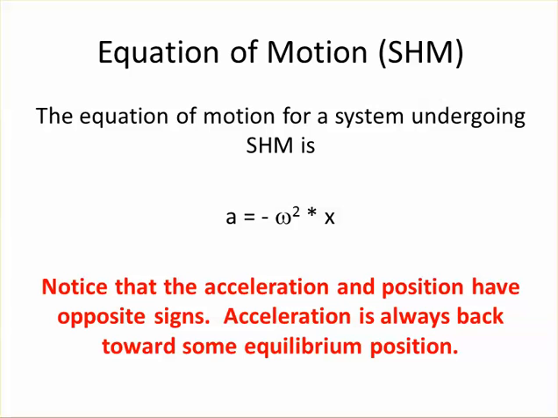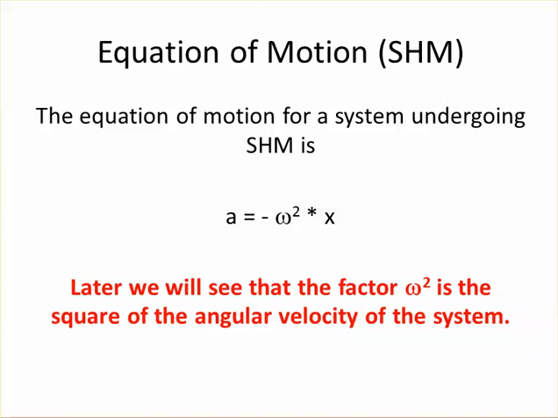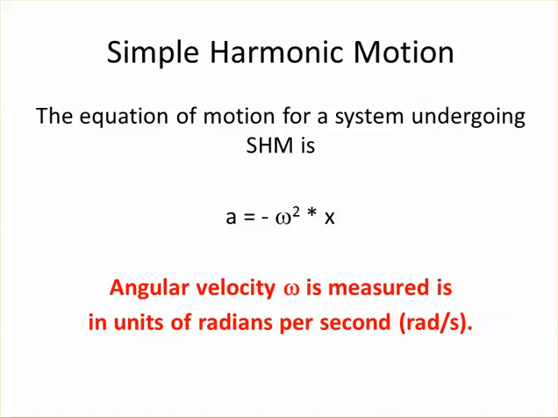Notice that the acceleration and position have opposite signs. Acceleration is always back towards some equilibrium position. Later we'll see that the factor omega squared is the square of the angular velocity of the system. Angular velocity is measured in units of radians per second.